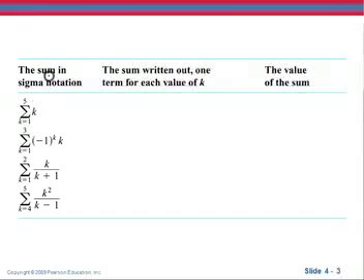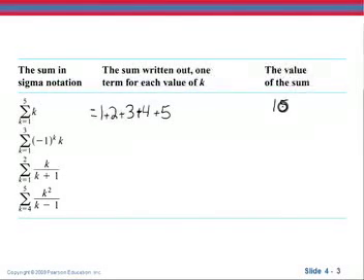Now let's just look at some examples. This is the sum from k equals 1 to 5 of k. What that means is we're going to plug in 1 for k, plug in 2, plug in 3, plug in 4, and plug in 5. We just plug in each one of those numbers. Then we're going to add them up. 1 plus 2 is 3, plus 3 is 6, plus 4 is 10, plus 5 is 15. So the value of the sum is actually 15.